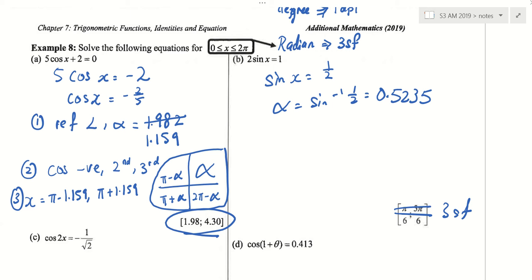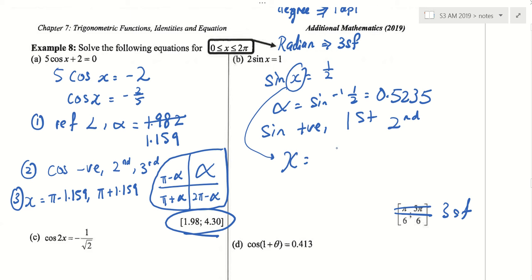Now, from here, what you do is you ask yourself, sign is it positive or negative? Sign is positive. So, can you write down sign positive means which quadrant? Means first and second. Next, copy the x. X equals to first 0.524. Or round up to 3SF? Oh, okay, don't round up.